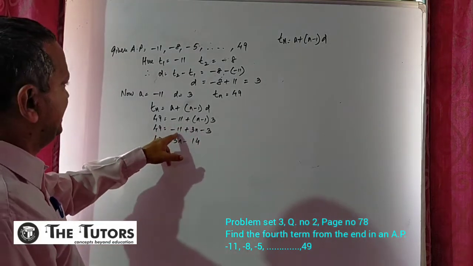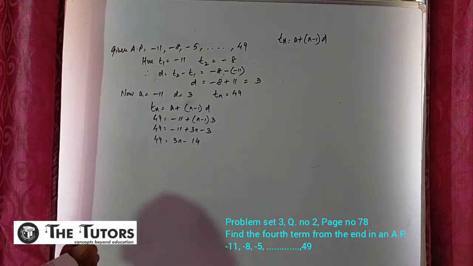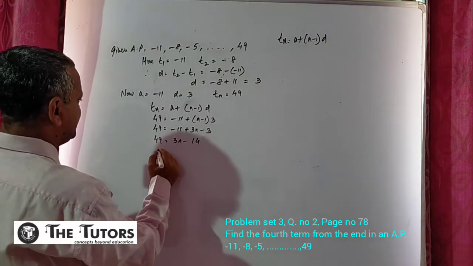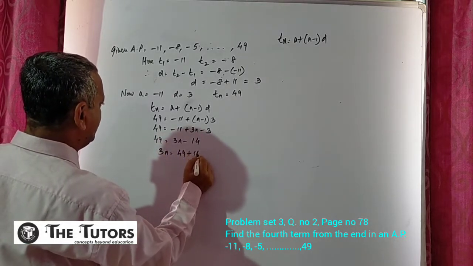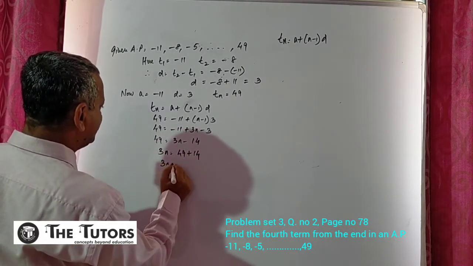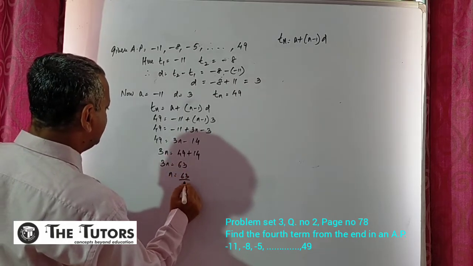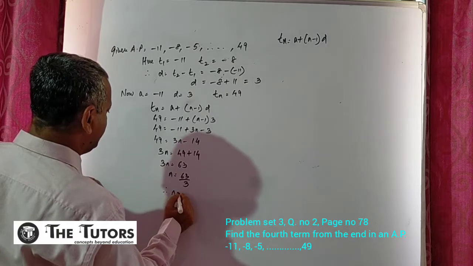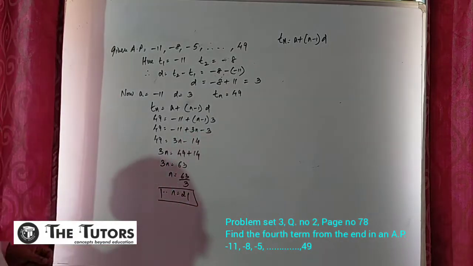We combined both. Minus 11 minus 3 will give you minus 14. Okay. Therefore 3n, change the side. 3n is equal to 49 plus 14. 3n is equal to 63. Therefore n is equal to 63 upon 3. Therefore n is equal to 21.